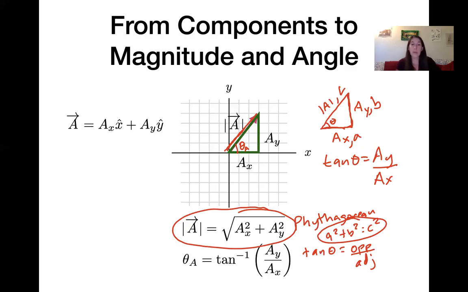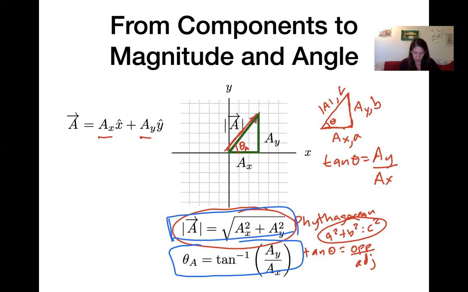So in summary, if you are given the components of a vector, which by that I mean A sub x and A sub y, then you can find the magnitude or length of a vector using this top formula, and then you can find the direction of the vector using this bottom formula. These formulas you will not need to memorize in this class. On exams, you will always be given formula sheets, and so memorization, in my mind, is not what physics is about. It's about understanding how to apply these formulas.